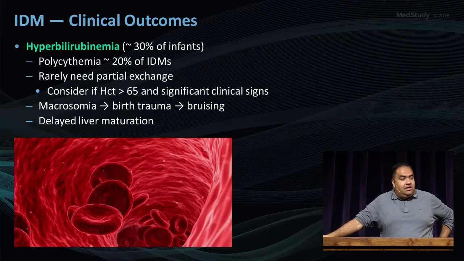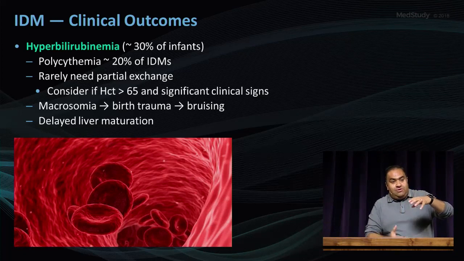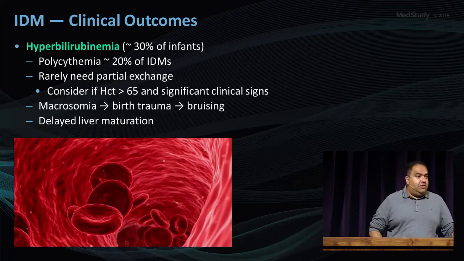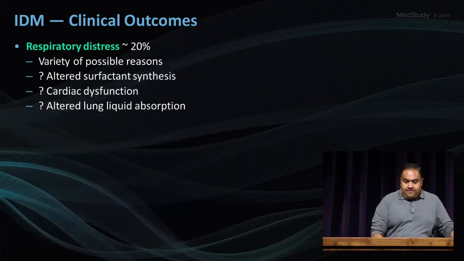However, if their blood concentrations are greater than 70, so that hematocrit is 70 or greater, you may consider doing a partial exchange transfusion slowly to bring that count down. You don't want to take it out suddenly because the kid can go into high output cardiac failure as well.